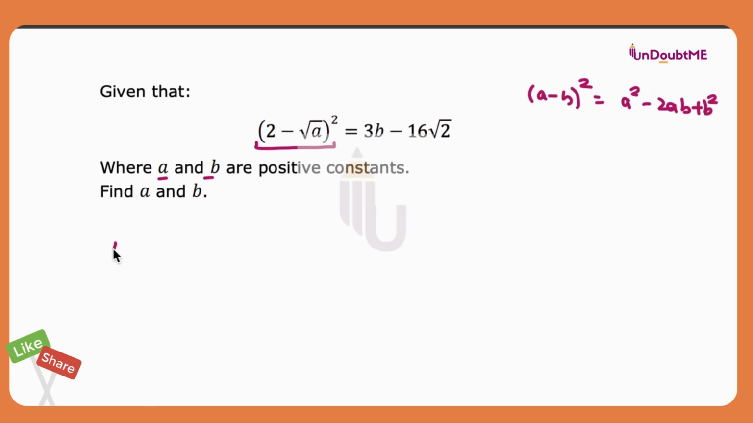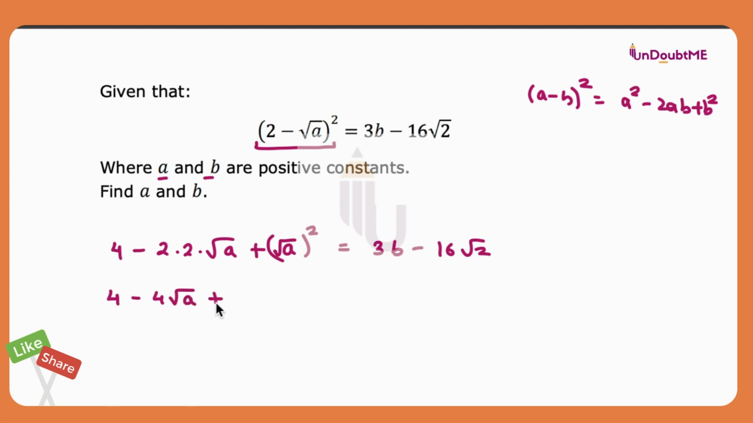And if I do that, it will be 4 minus 2 times root a plus root a square, that will be a, and on the other side it is 3b minus 16 root 2. Now on further simplification, it will give me 4 minus 4 root a plus a is equal to 3b minus 16 root 2.